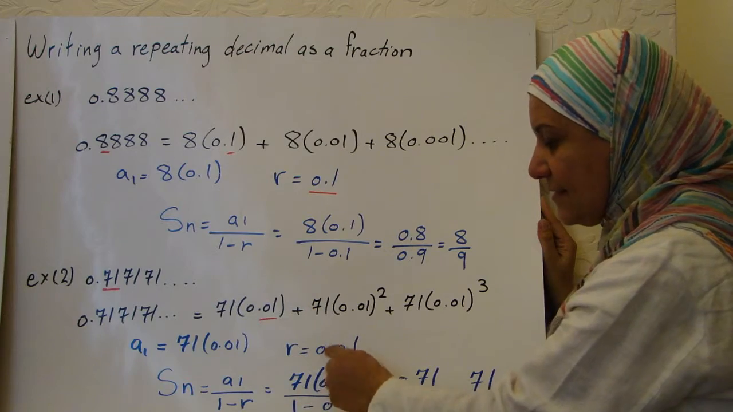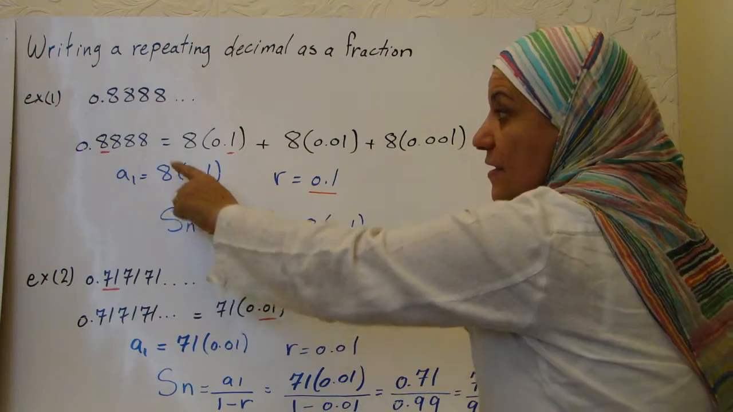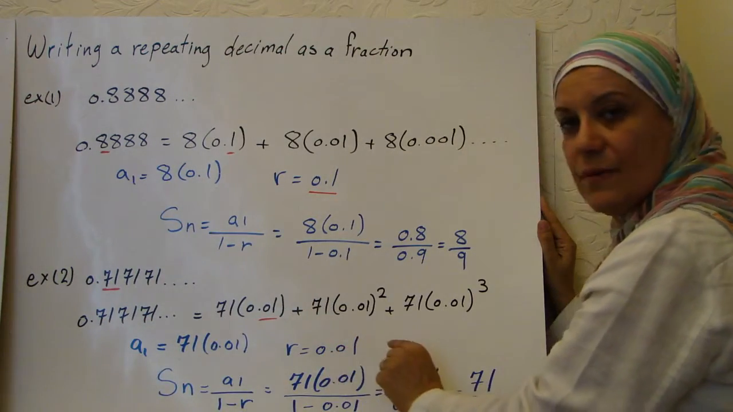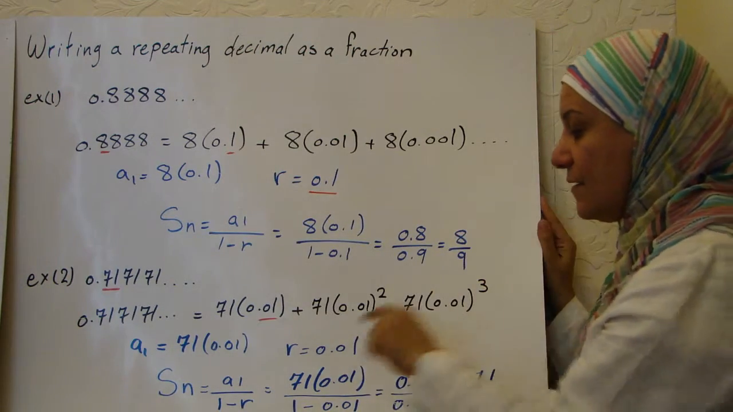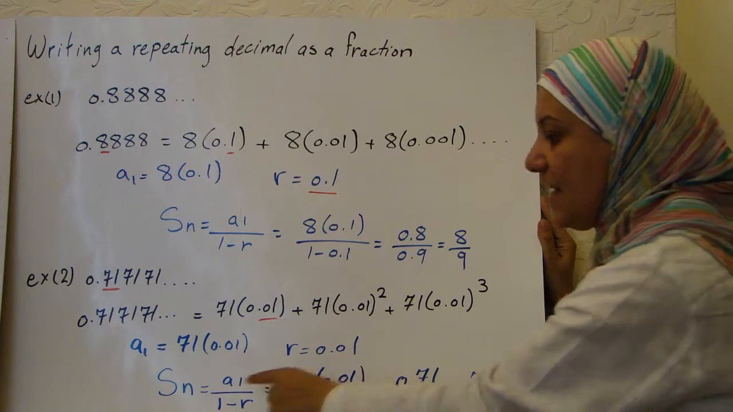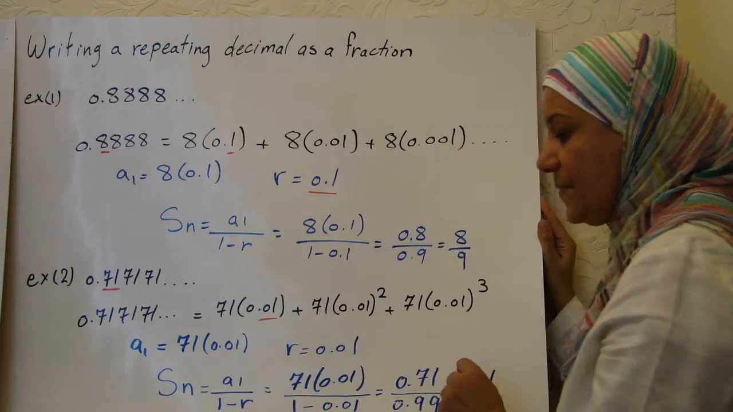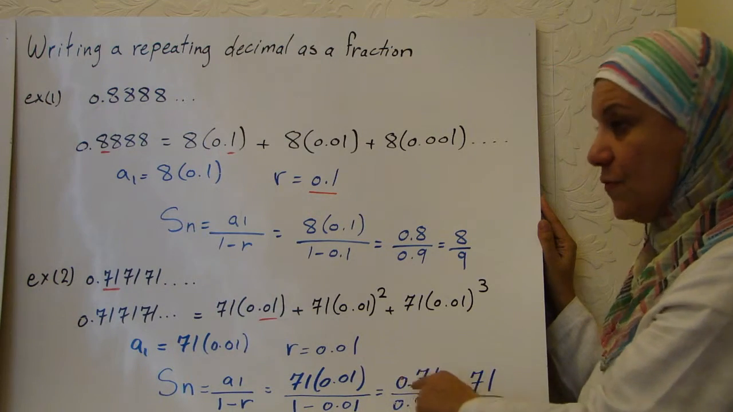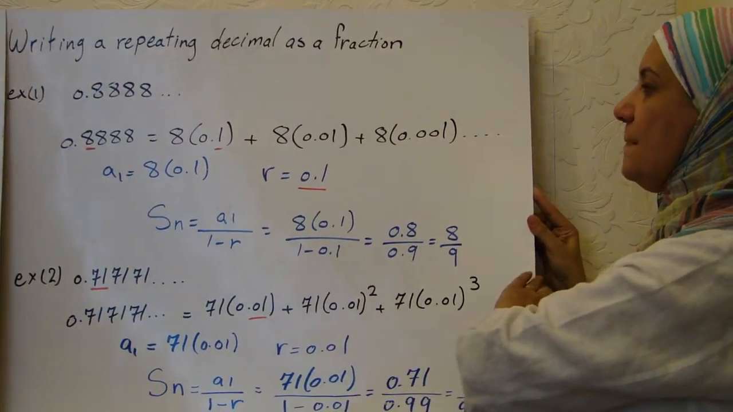So my r is how many numbers? 2. Remember, when it was 1 digit, it was 0.1. When it was two digits, it was 0.01. See the difference? Okay, so your r will differ according to the number of repeated digits. And then you're going to have a1, which is 71 multiplied by 0.01, over 1 minus r. When you put it there, you're going to have 0.71 over 0.99, which is 71 over 99.